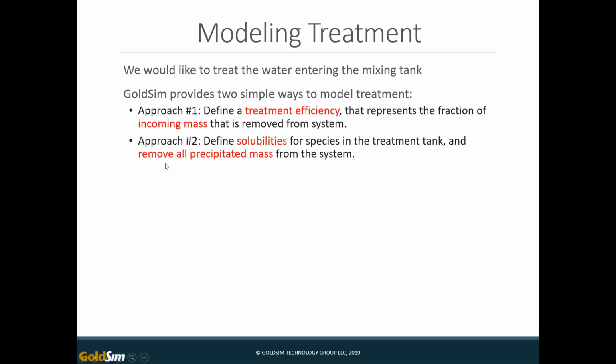Second way we can approach it is we can say, I'm going to define some solubilities for the species. Once they enter the tank, some of the mass is going to fall out of solution based on the solubility I specified, and then I'm going to remove that mass from the system, the mass that's precipitated out of solution. So we're going to talk about these 2 different approaches here.